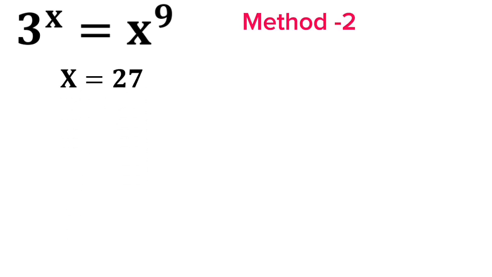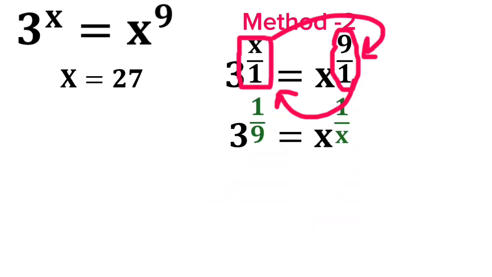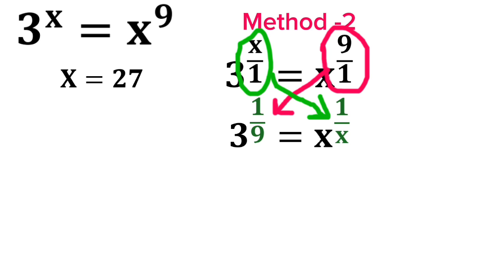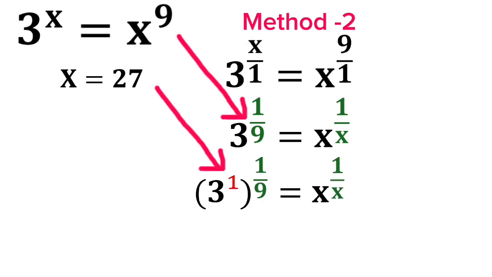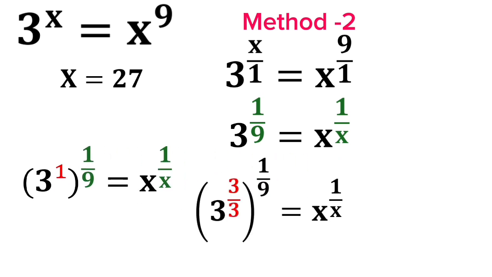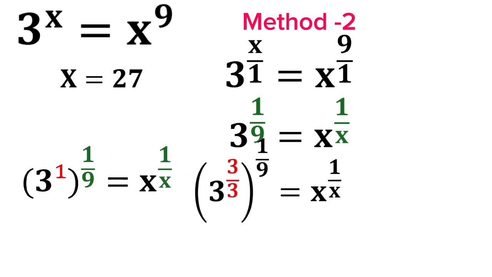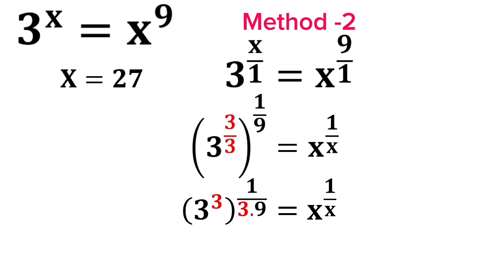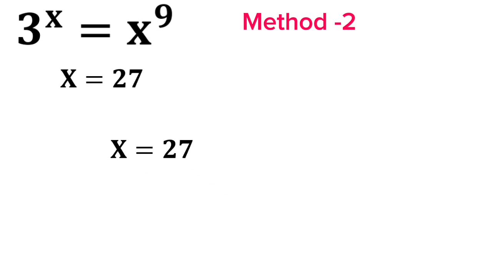Now let's solve with another method before I give the proofs. Remember, here is 1. Now we can change the powers but the powers will flip. So the equation becomes like this. Remember, here we also have 1. So we can place 3 divided by 3 here, because 3 divided by 3 is equal to 1. Now we can write the equation like this. Here we can write 3 to the power of 3 in the form of 27. Now by comparing, x equals 27 also.